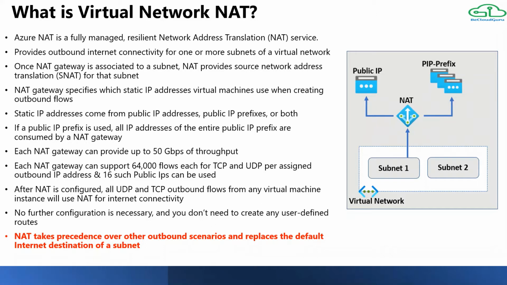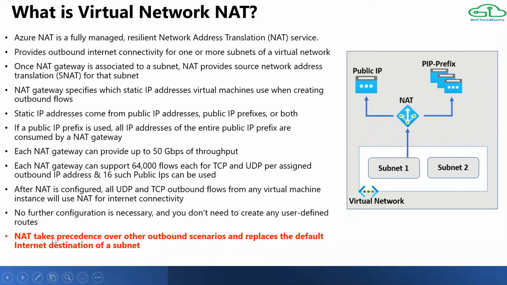Once your NAT gateway is configured and assigned to a subnet, all UDP and TCP outbound flows from any of the VMs, for example in this subnet, will use NAT for internet connectivity. Once you deploy the resource, no further configuration is needed, and we will see that in the Azure portal when we start configuring one. And you need not create any user-defined routes for routing to happen. It is taken care of by the NAT resource itself because it's a managed service.